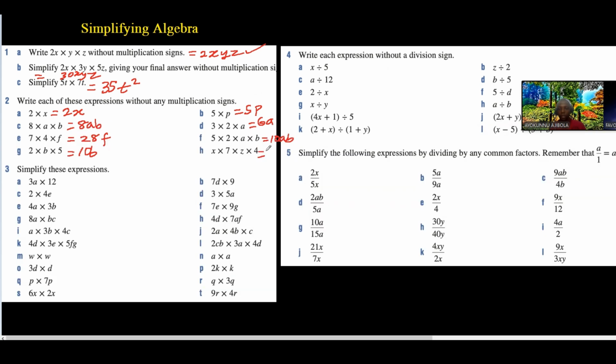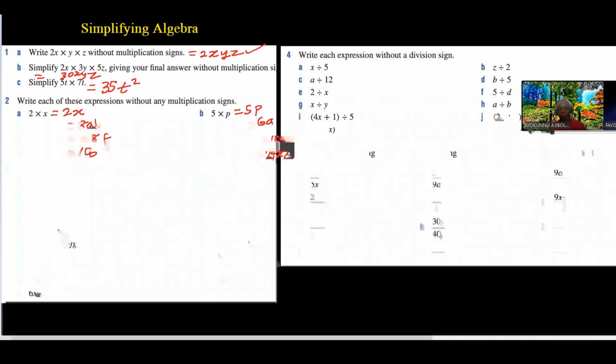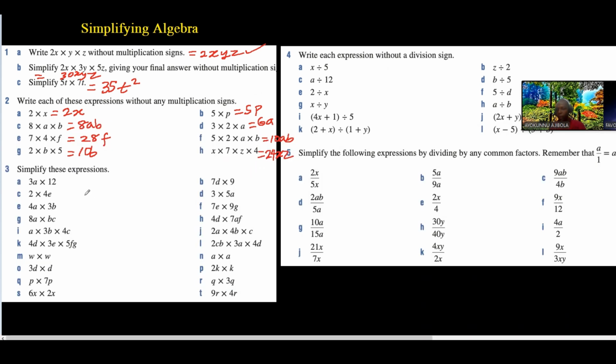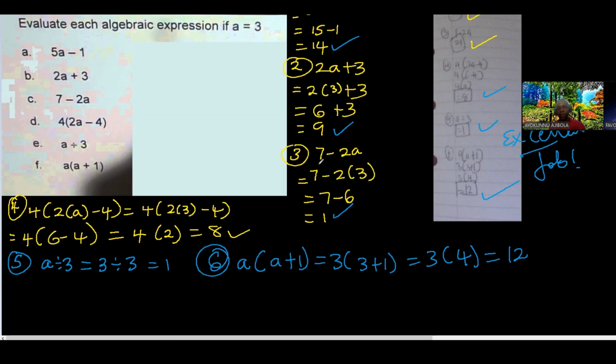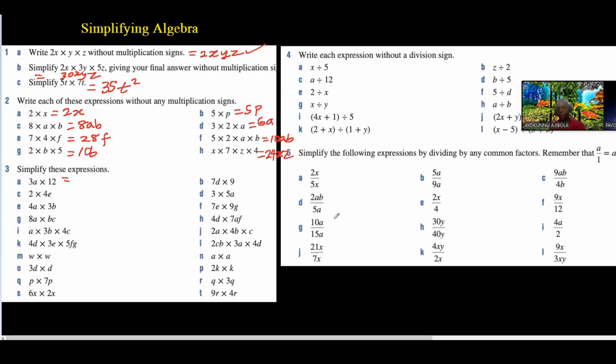And this is going to be 24xz. Is that clear? Yes. Good. The next one is saying you should simplify all of these. You will discover that when we were evaluating, we were getting real numbers, but here we're getting both number and alphabet as our answer. That is under simplifying. So you just simplify this, you make it appear in the simplest form, not expanded form.